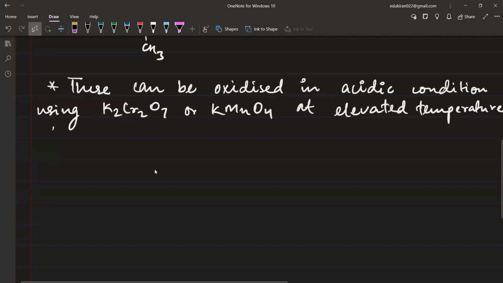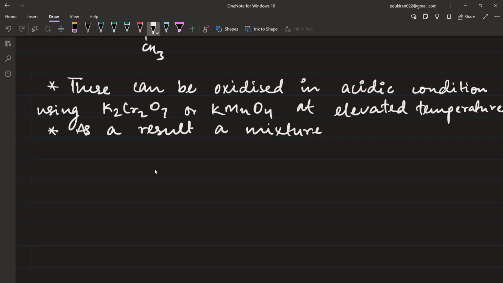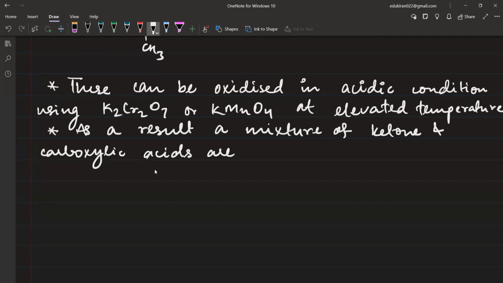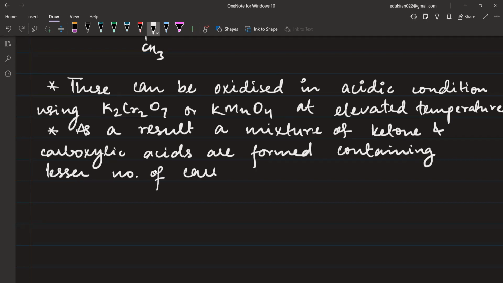As a result, next point, a mixture of ketone and carboxylic acid are formed containing lesser number of carbon atoms than alcohol.